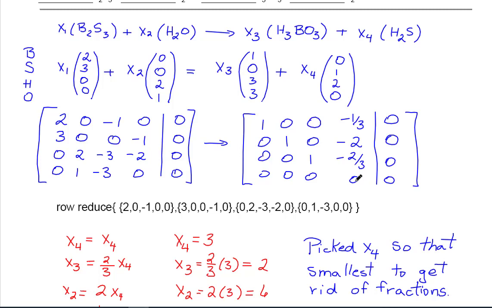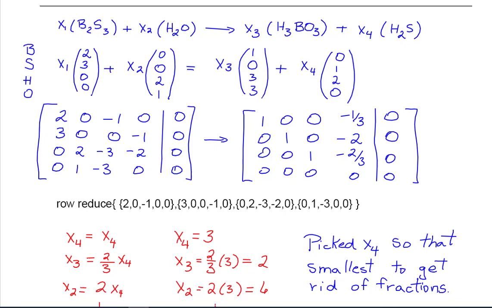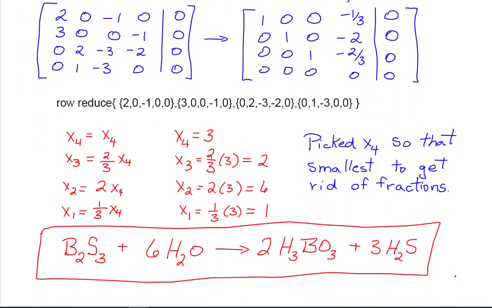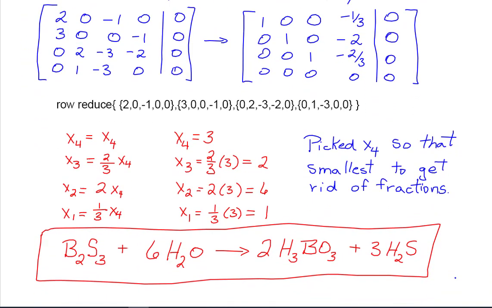And so what I see here is X4 is free. I can pick whatever I like. And so X3, looking at the third row, I see X3 is 2/3 X4. X2 is 2 times X4. And X1 is 1/3 X4. So I'm free to pick whatever I like for X4.